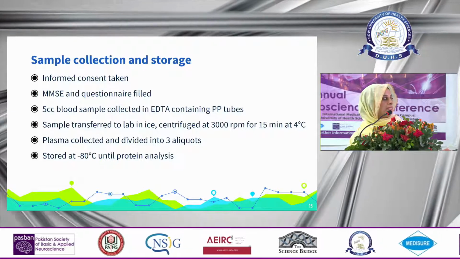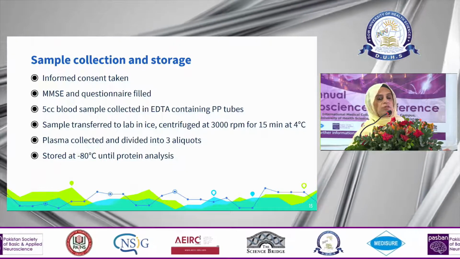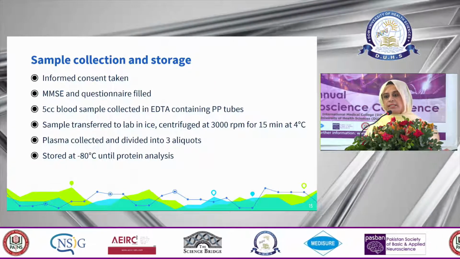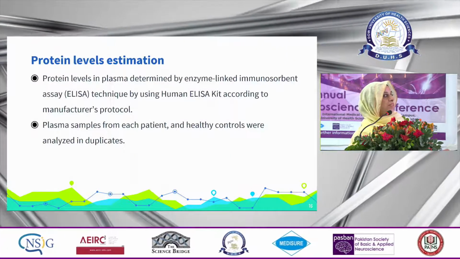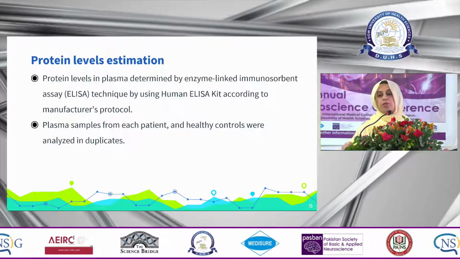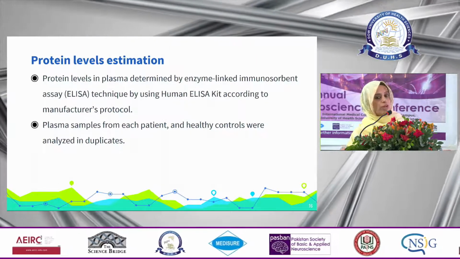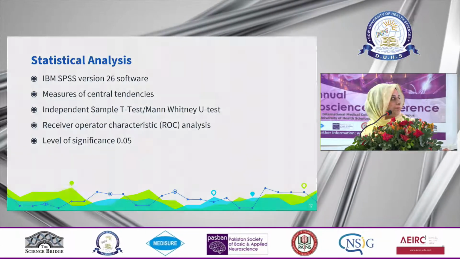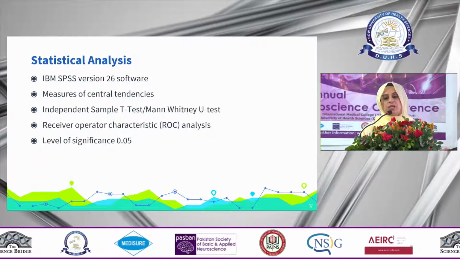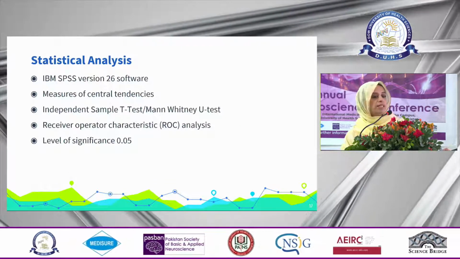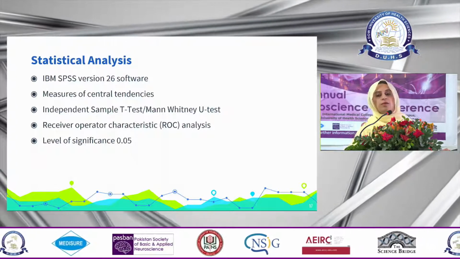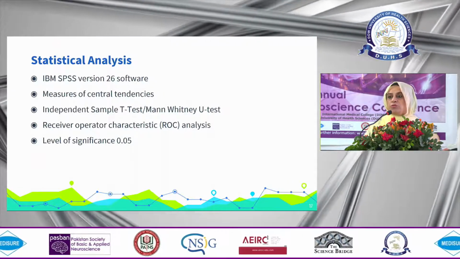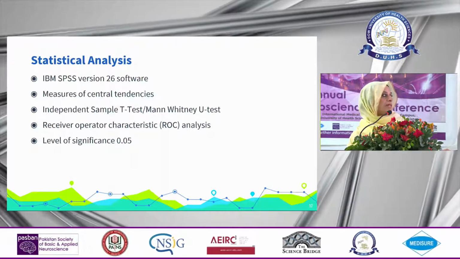A 5 cc blood sample was collected in EDTA tubes, transferred to lab in ice, and was centrifuged. After collection of plasma, the plasma was stored at -80 degrees Celsius until further analysis. The protein levels were assessed using ELISA techniques, commercially available ELISA kits, using the manufacturer's protocol. The plasma samples for each subject were run in duplicates. The statistical analysis was done using IBM SPSS version 22. Central tendencies were computed. Mann-Whitney U-test was done to compare these mean plasma levels. The ROC analysis was carried out to find cutoff values for each of these biomarkers.